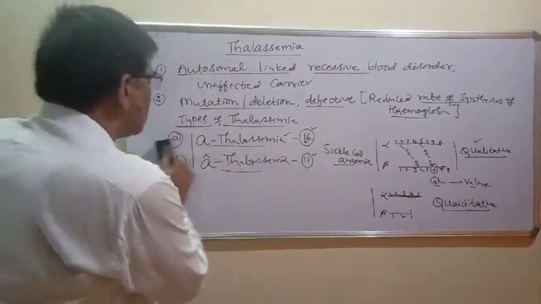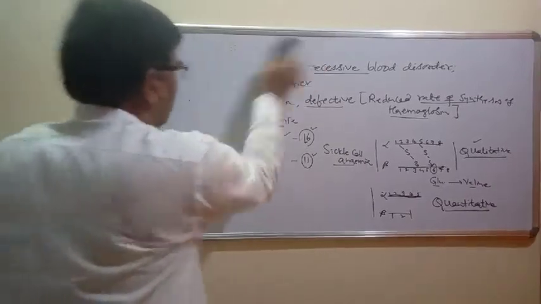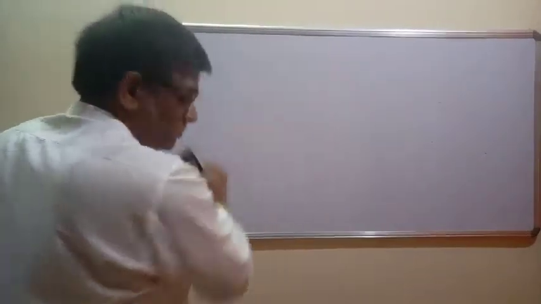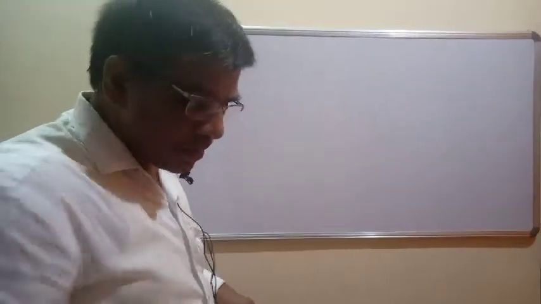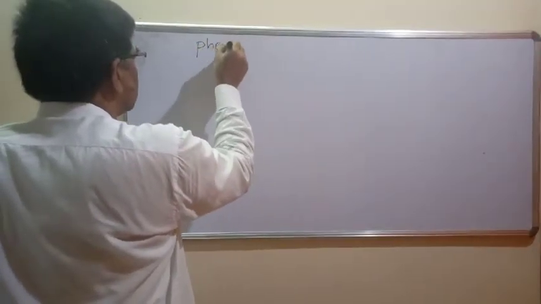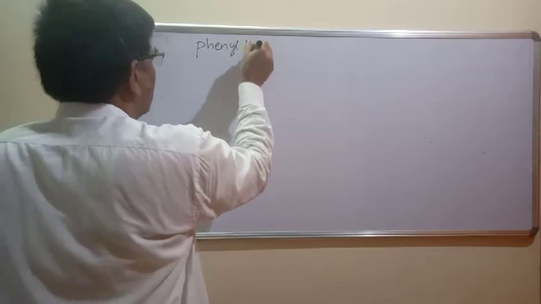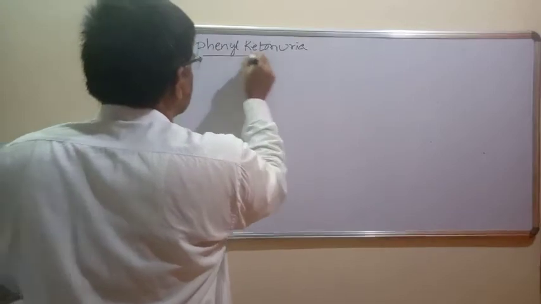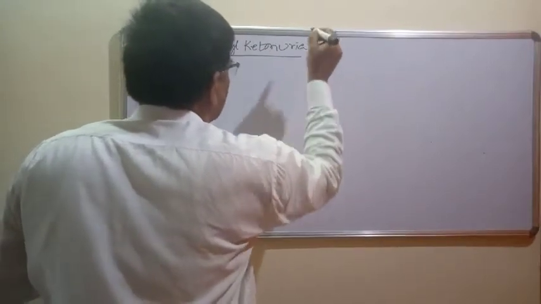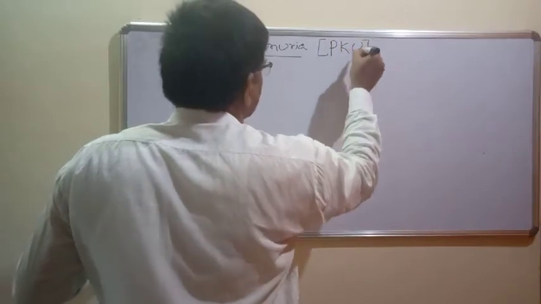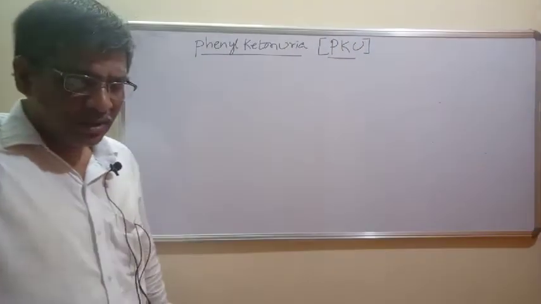Let us move to one more disease of this lesson. Now let us see phenylketonuria. This disease, in short, we can write as PKU. So in this way also you can write this disease.